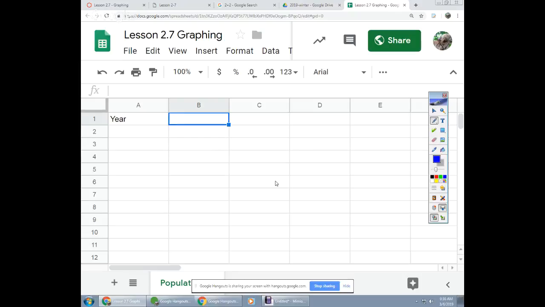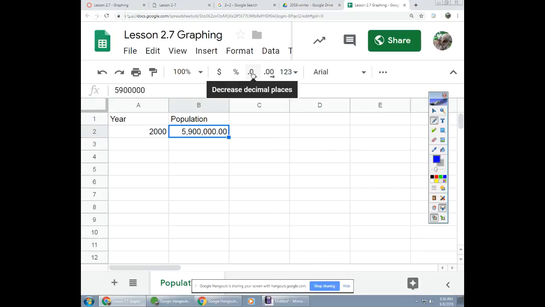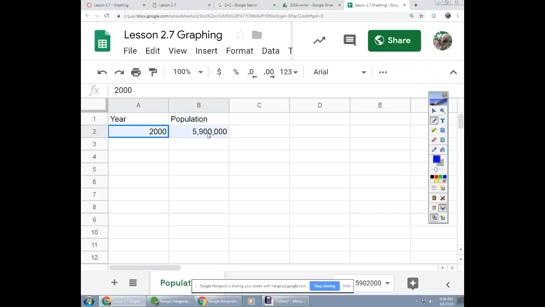So I've got my year, population. Year was 2000 to start with. The population was 5,900,000. In spreadsheets, I can put commas into it. Then 2010, let's see, I want 6,700,000.